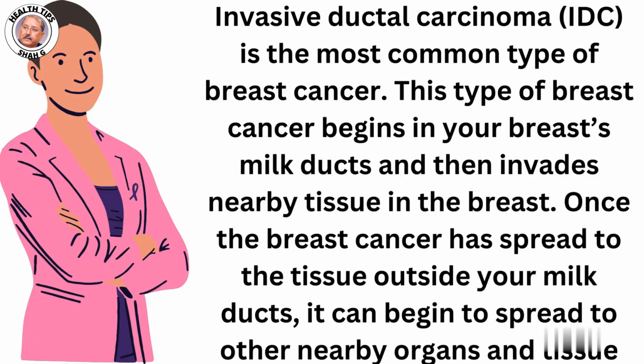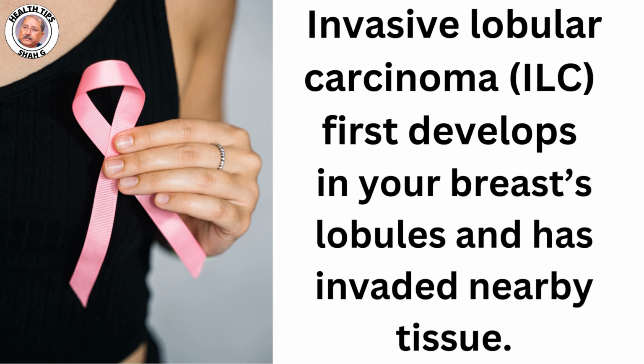Invasive ductal carcinoma, IDC, is the most common type of breast cancer. This type of breast cancer begins in your breast's milk ducts and then invades nearby tissue in the breast. Once the breast cancer has spread to the tissue outside your milk ducts, it can begin to spread to other nearby organs and tissue. Invasive lobular carcinoma, ILC, first develops in your breast's lobules and has invaded nearby tissue.